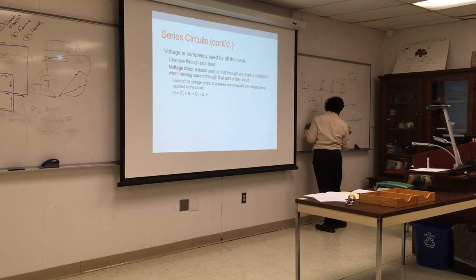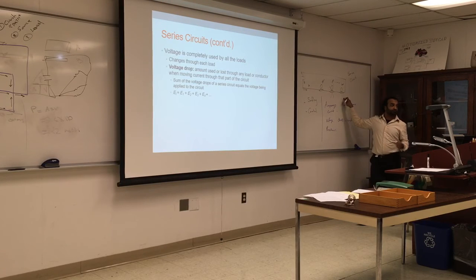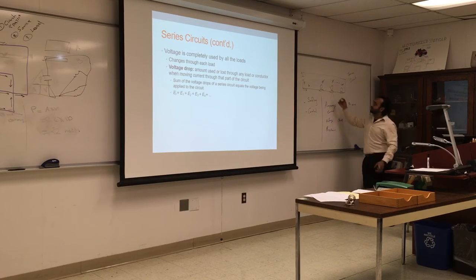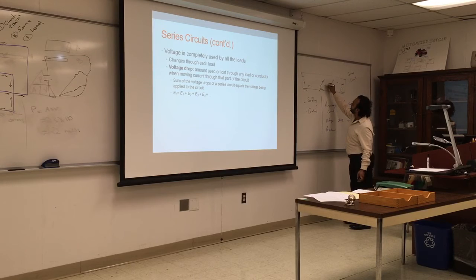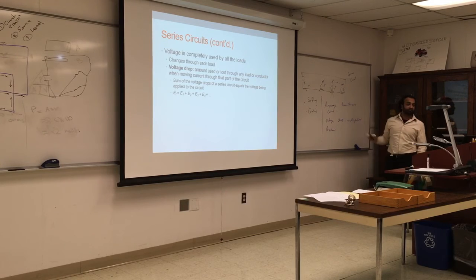What happens to the resistance for these three? It's only one resistance. So if this is 3 ohm, and this is 3 ohm, and this is 3 ohm, what is the resistance for all of this? 9. So it adds up.